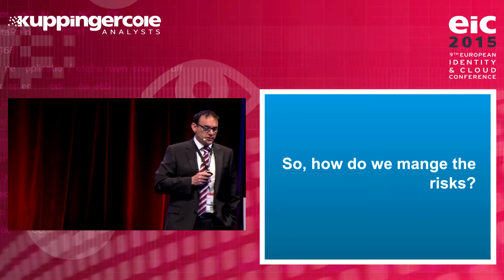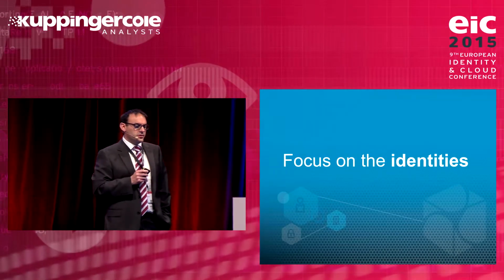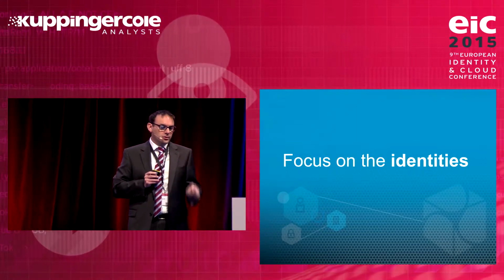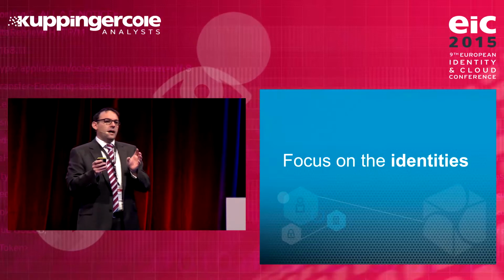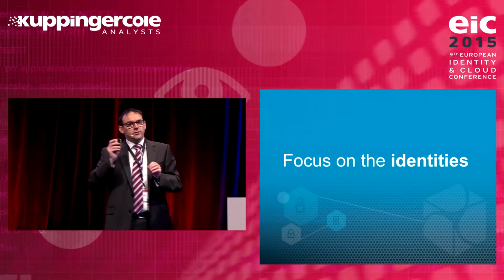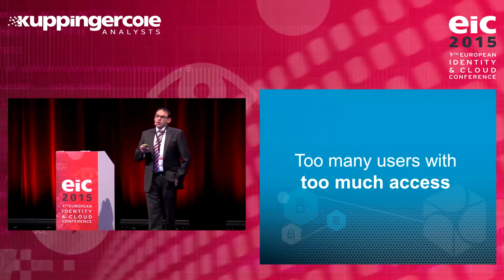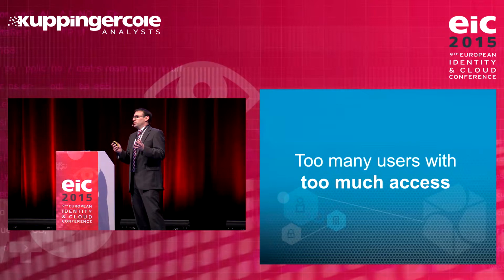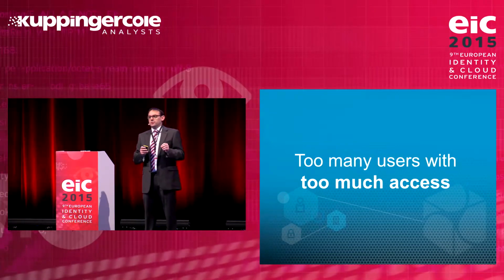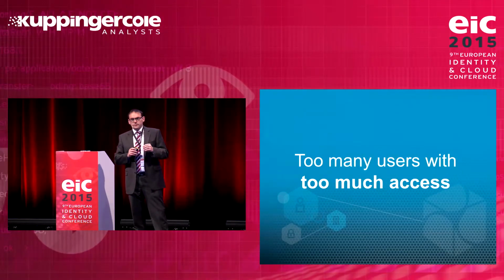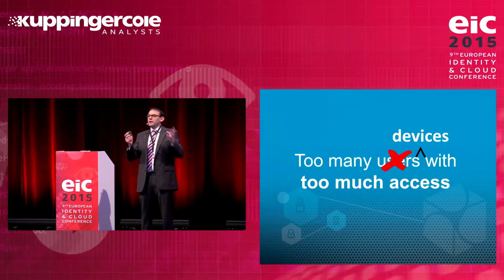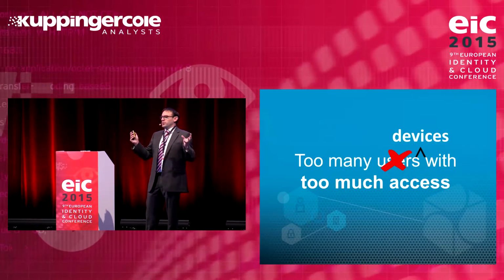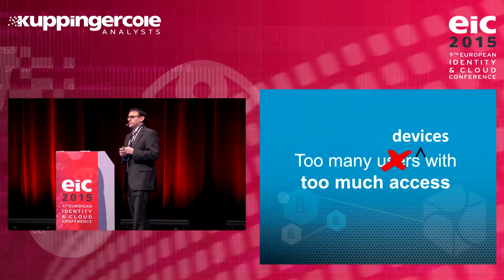So, how do we manage the risks, right? We need to focus on the identity. The identity is the one thing that we have under our control, and it's the one thing that enables us to balance the needs of the user with the needs of the risk professional. And we know that a lot of the threats around the Internet of Things are not new. We already have too many users with too much access in our environments. And when we bring that into the Internet of Things, we have too many devices with too much access. And we've got this massive explosion in the attack surface that has been created through the Internet of Things.